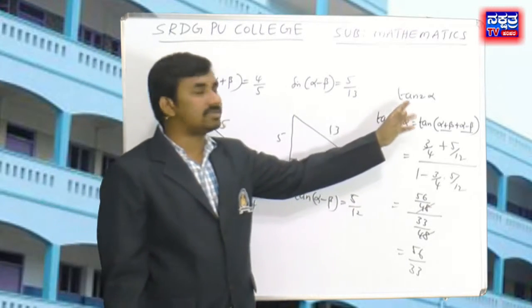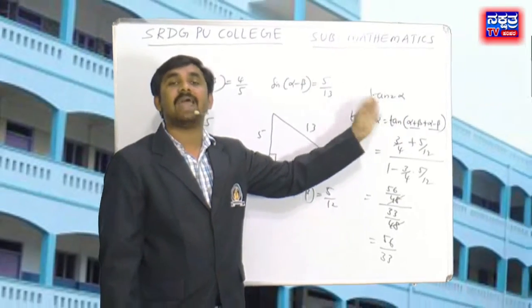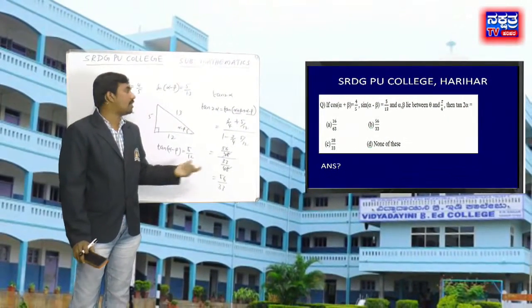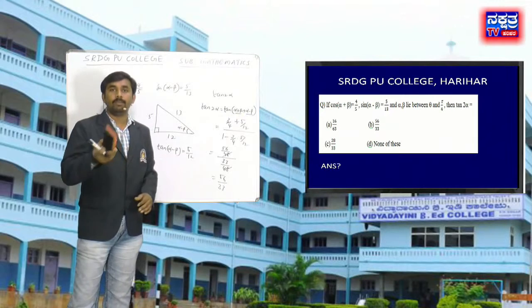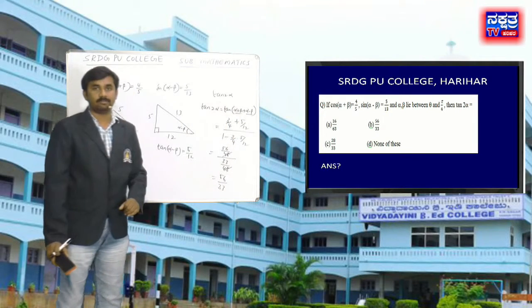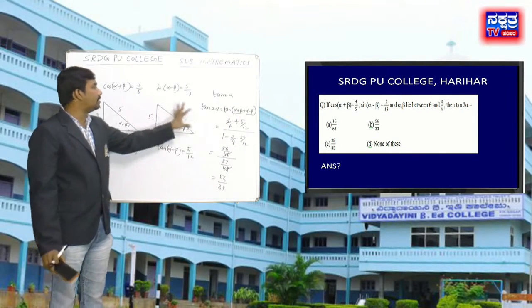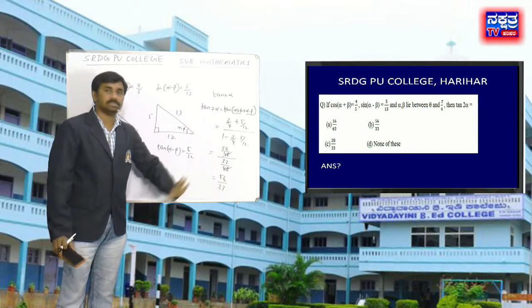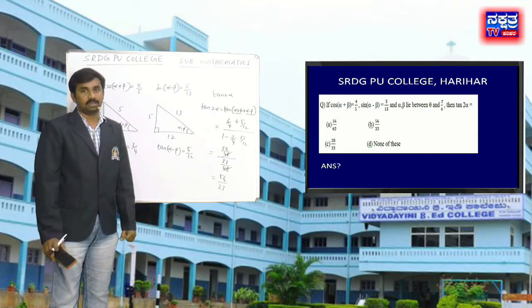Here regular questions are there, but here is a different question. He can ask the question tan 2 alpha or tan 2 beta also. 2 alpha means plus we will take, 2 beta means minus we will consider. So finally, for the given question the answer is 56 by 33.